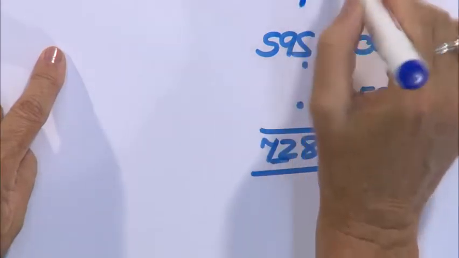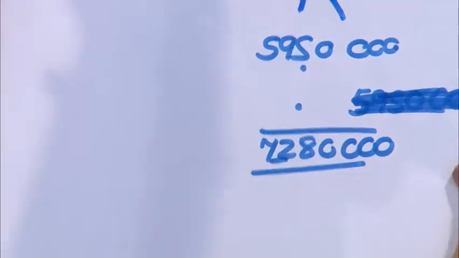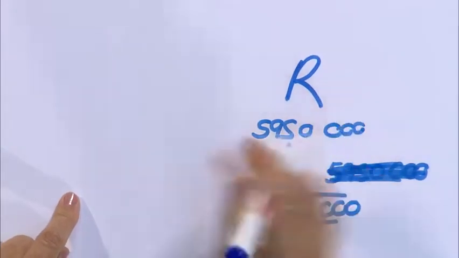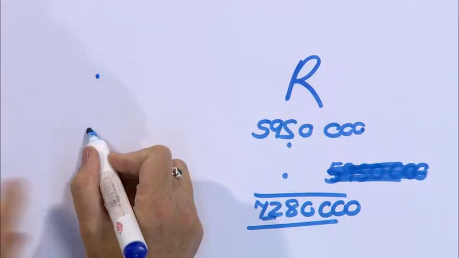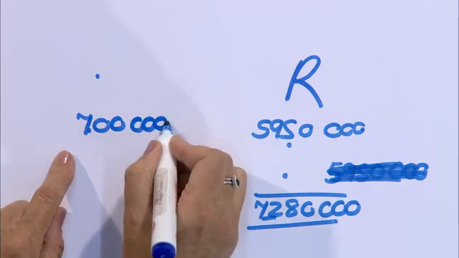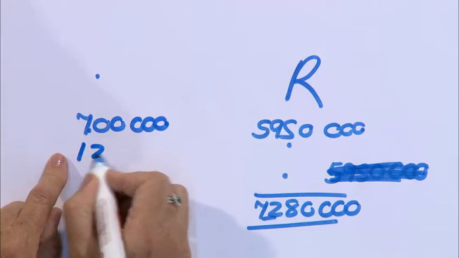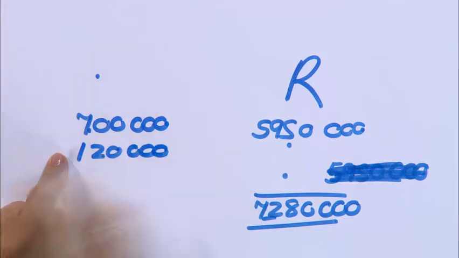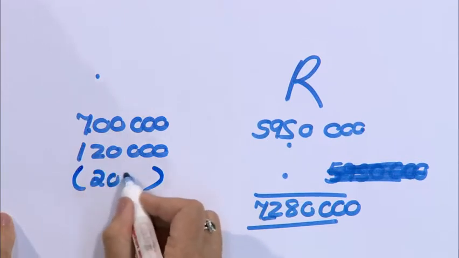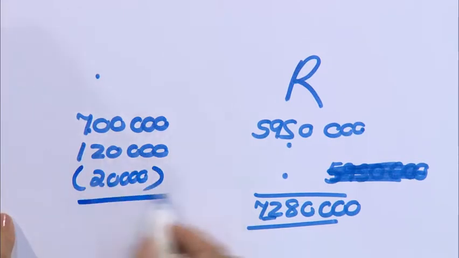On the left, this is the Rand value. I'm going to put the number of shares on the left. We just read that we started with 700,000 shares, that we issued 120,000 shares, and that we repurchased, bracket, 20,000 shares.